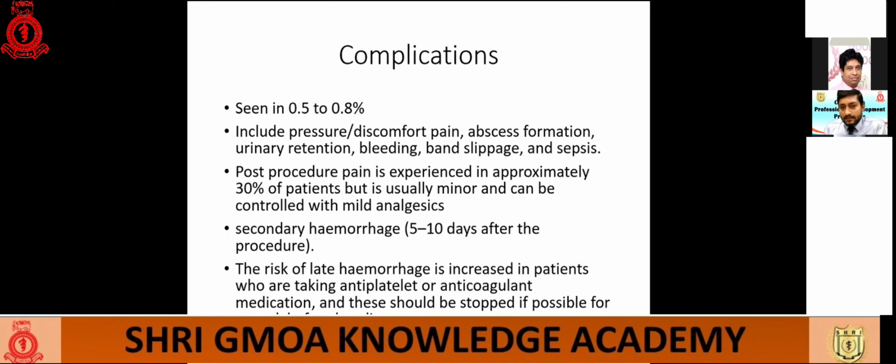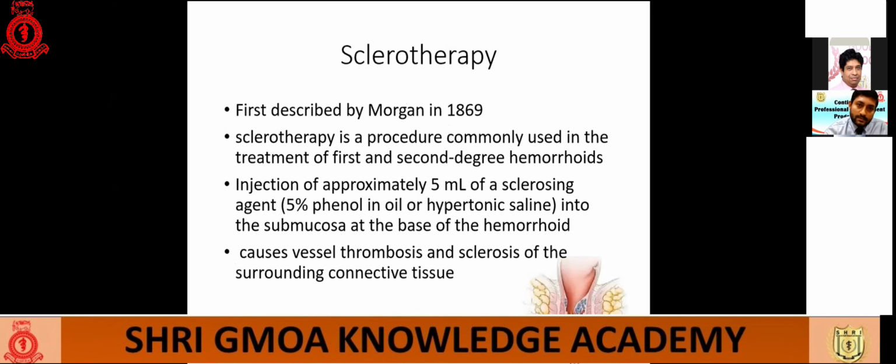Mainly pain, and sometimes you can get urinary retention in the acute period, and bleeding after band slippage can occur. We have to advise the patients that after about 5 to 10 days, once the hemorrhoid sloughs off, you can get secondary hemorrhage. So we always have to educate the patients about this. Another important thing is that because of this secondary hemorrhage, we have to stop patients who are on antiplatelets and anticoagulants 1 week before, because patients on these blood thinners are at higher risk of secondary bleeding. It has a very good success rate, 50 to 100%.